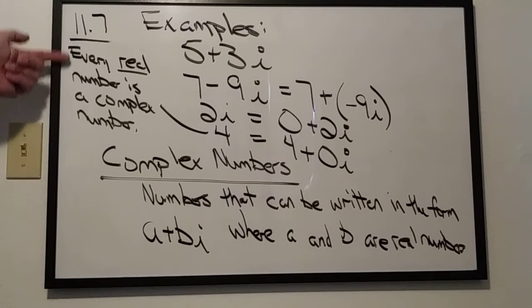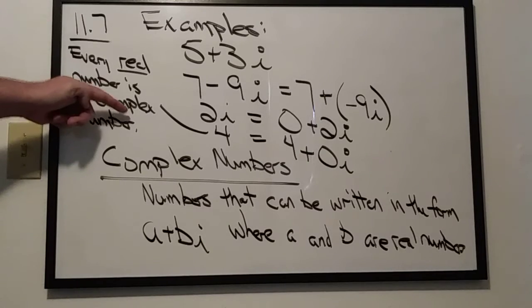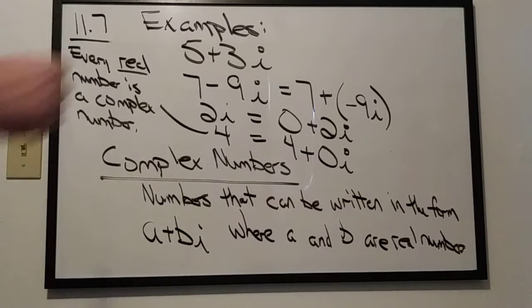Now, you also have to be kind of careful about this definition. You can't go backwards. I can't say that every complex number is also real, because 5 plus 3i was complex, but 5 plus 3i is not real. So it goes one direction, but not the other. Every real number is complex, but every complex number is not real.